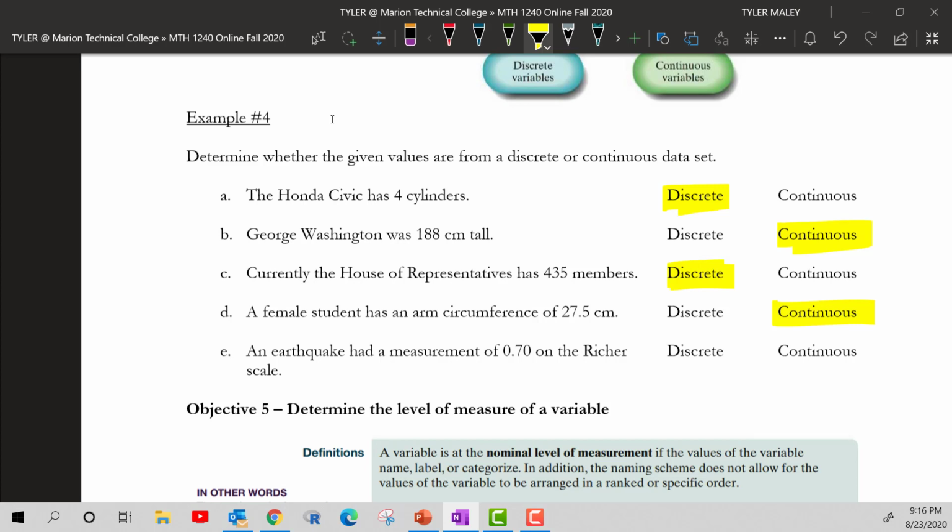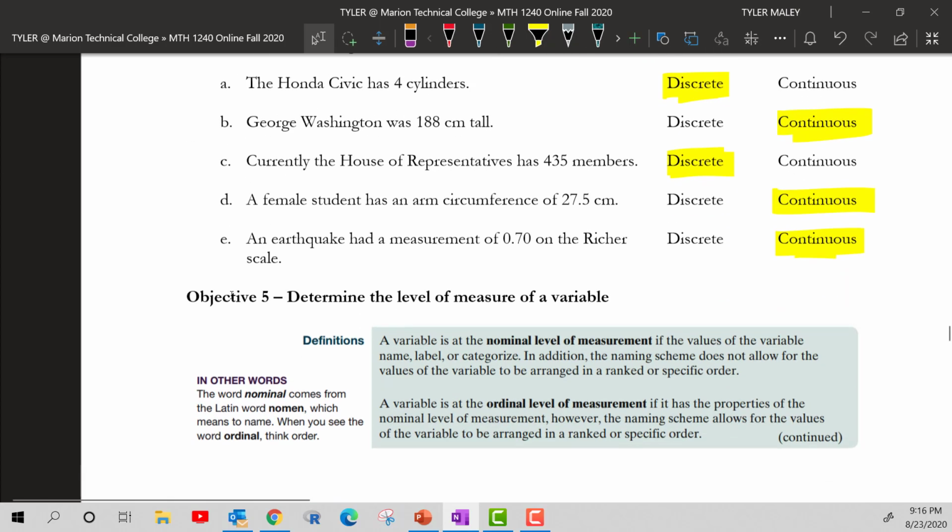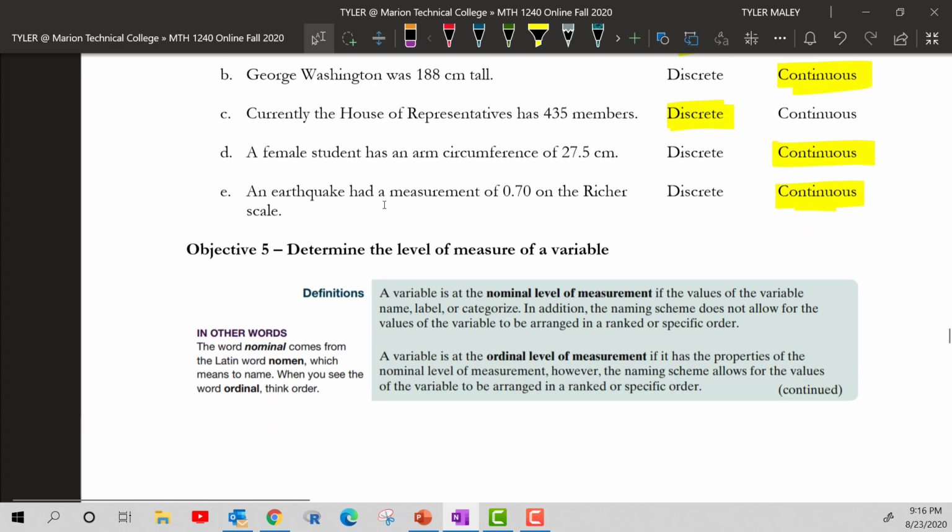And then an earthquake had a measurement of 0.70 on the Richter scale. So that turns out to be continuous, right? You might need to review what the Richter scale is, but it's a continuous measurement. So just another example of why context is important, right? If you're doing statistics on the Richter scale or a specific topic, you might need to become familiar with that topic a little bit to understand what's going on a little more, right?